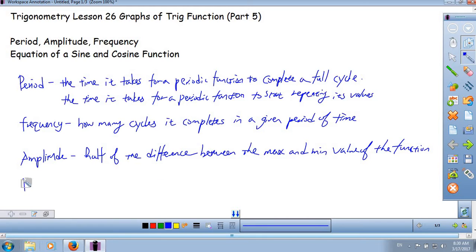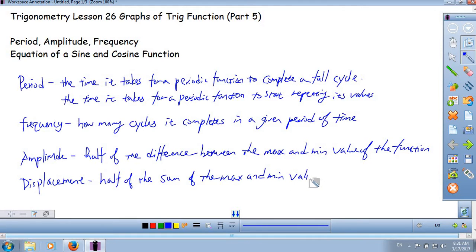Now there's another thing called displacement. Displacement is half the sum of the maximum and minimum value of the function. We'll come back to this. We'll see exactly what they mean when we look at the graph.